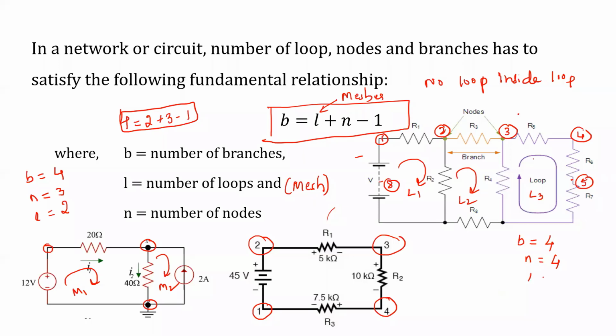Now, number of loops. Yes, 1 loop. It is only 1. Here, loop equals mesh equals 1 only. Now verify number of branches equals number of loops plus number of nodes minus 1. Here LHS equals RHS. Hopefully you have understood it.